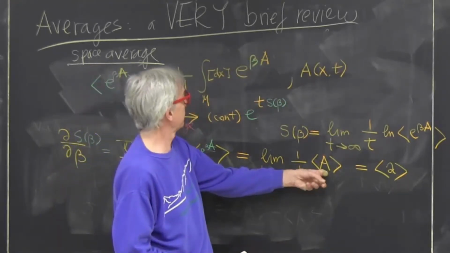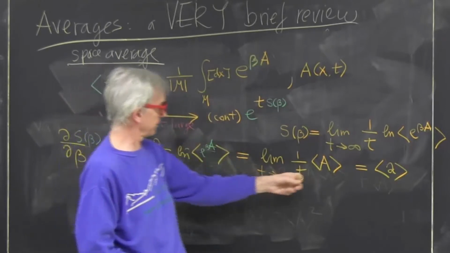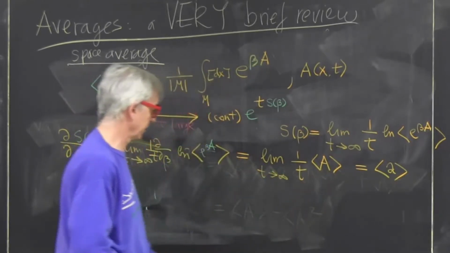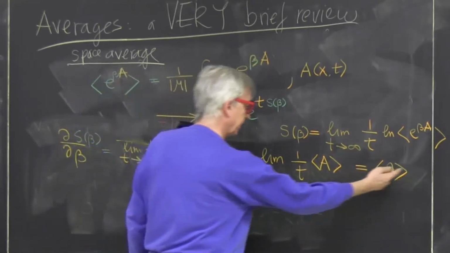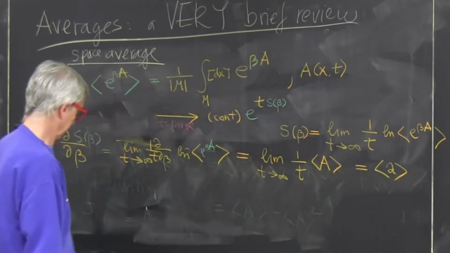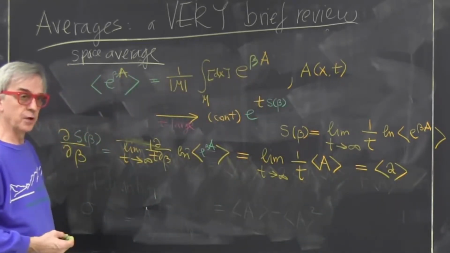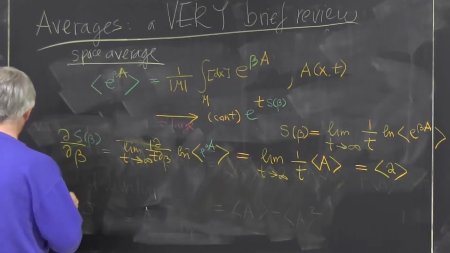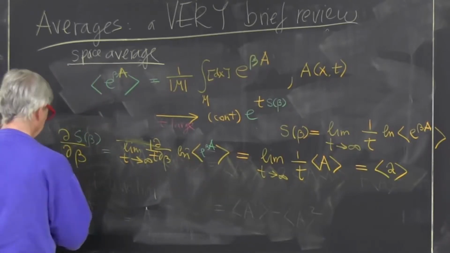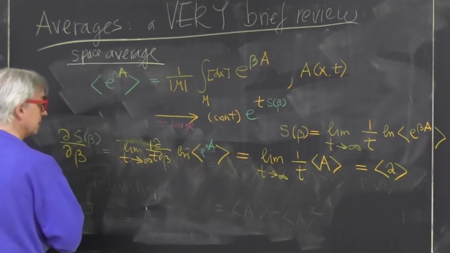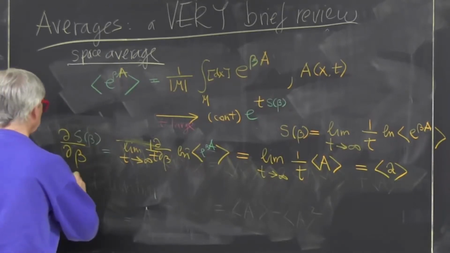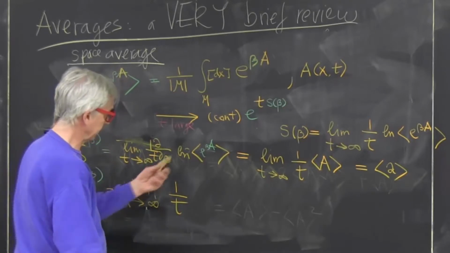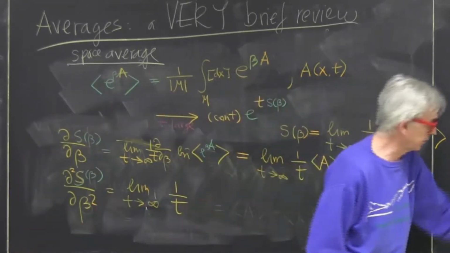Because this is just a time integral. It's the time integral of the observable up to time t in the infinite limit. This is just computation of the observable on the orbit. The second derivative is the same story. Now we have computed the second derivative of the log.